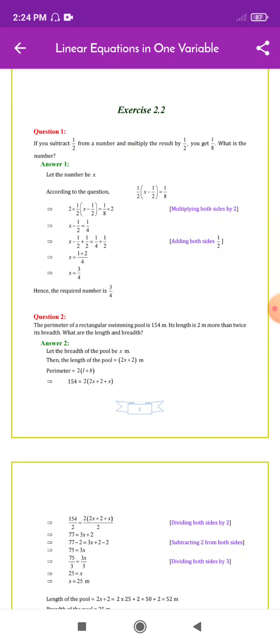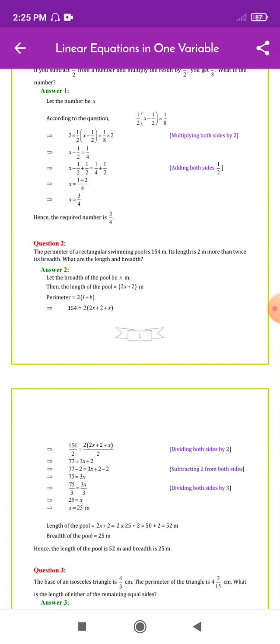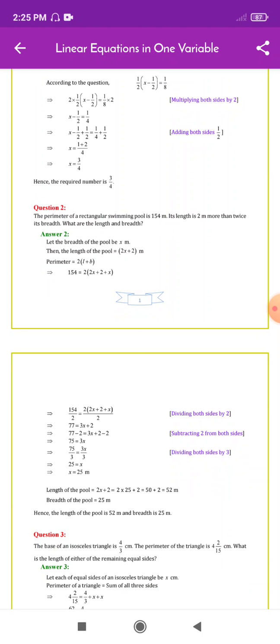The perimeter of a rectangular swimming pool is 154 meters. Its length is 2 meters more than twice its breadth. So what will the length and breadth be? Let the breadth of the swimming pool be x meters.